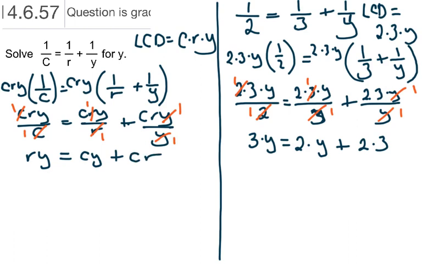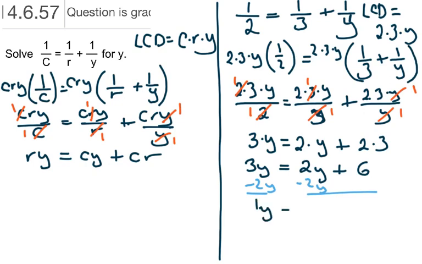Now let's jump back to the right-hand side here. Let's make it look a little prettier. This is 3 times y is just 3y. 2 times y is just 2y. And 2 times 3 is 6. So on the right-hand side, what we know we want to do to solve for y is we need to get both terms with y on one side. So to do that, we're going to subtract 2y from both sides. So we end up with 1y equals 6.